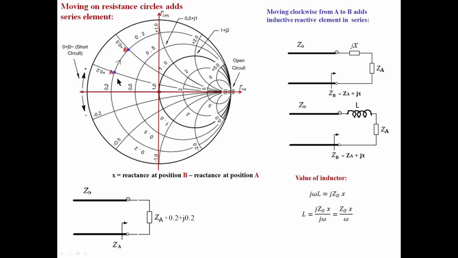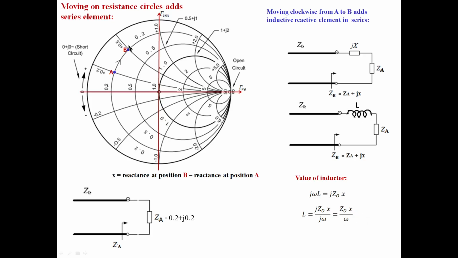So take the difference of these two: reactance at position B minus reactance at position A. That gives the X value. Whatever it is, plus you substitute plus, minus you substitute minus. Here it is plus 0.5 and this is plus 0.2. Taking the difference gives 0.3. That X value I substitute in this equation, and you will get the inductor value.